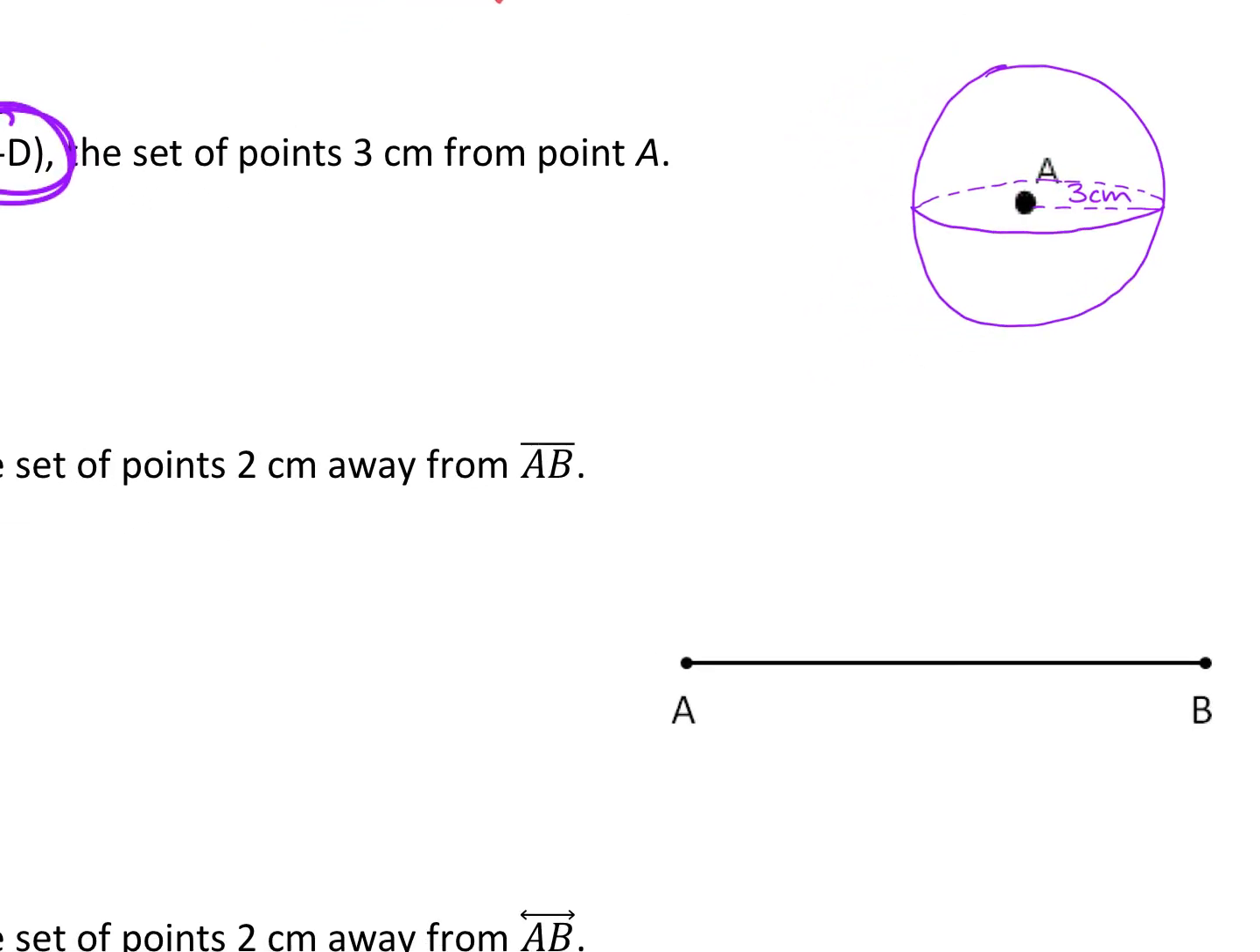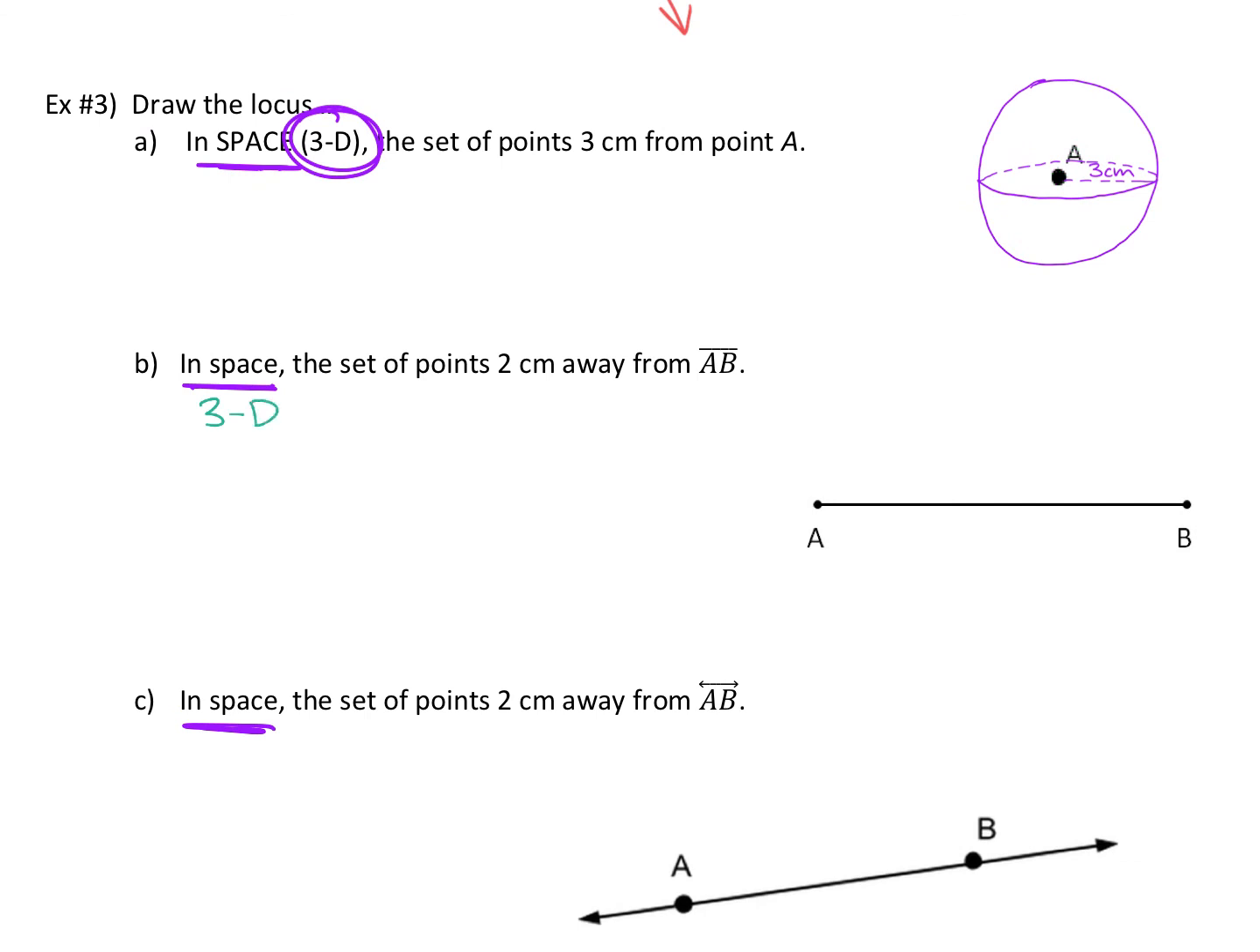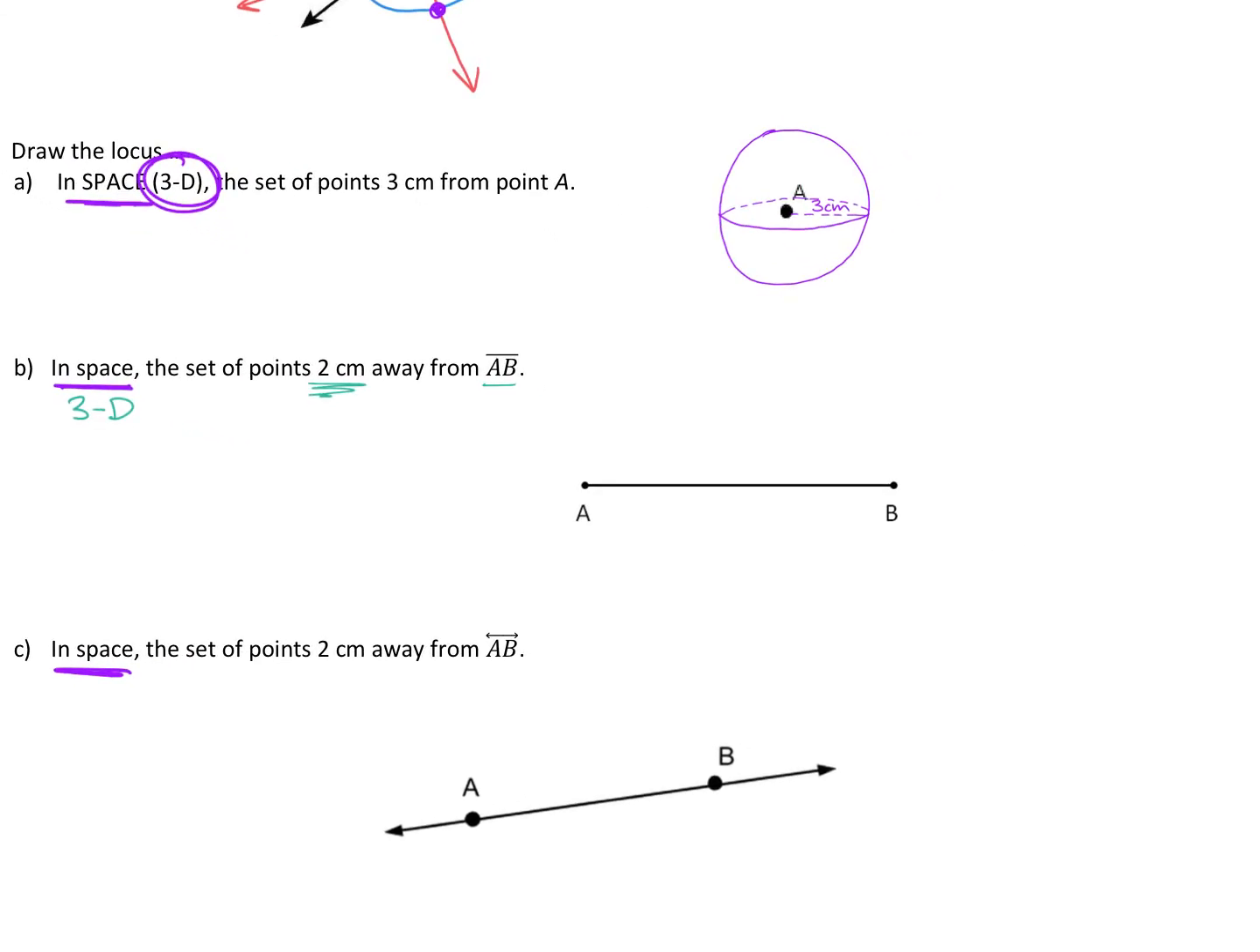Okay, the second one. Again, it says in space, so you still need to think 3-dimensionally here. The set of points 2 centimeters away from a segment. So if we're doing, put your phones away. If we're doing a 2-dimensional picture of this, what is it going to look like? Not a line, because it's not away from the end points. It's away from the whole segment. That's the track, right? Okay.